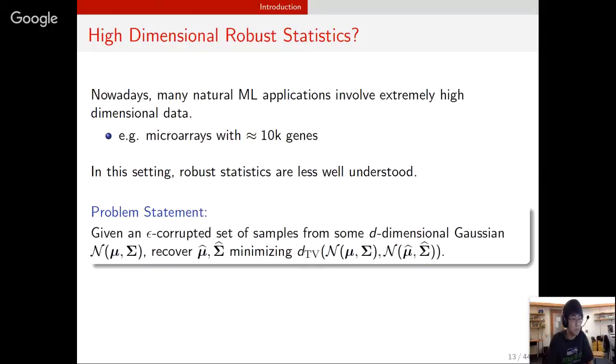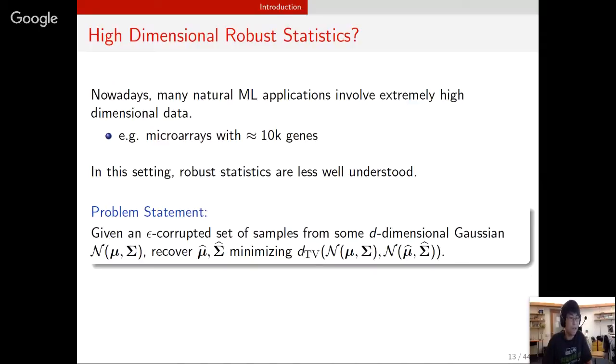So for instance, consider the following natural generalization of the 1D problem I gave you before, but now in high dimensions. Now I want to learn a high dimensional Gaussian in the presence of noise. So formally, given an epsilon corrupted set of samples from some d-dimensional Gaussian with mean vector mu and covariance matrix sigma, the goal is to recover mu hat and sigma hat, minimizing the TV distance between the truth and what you recover.